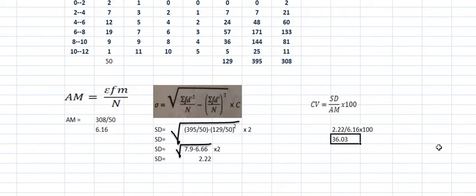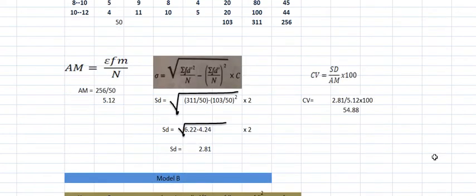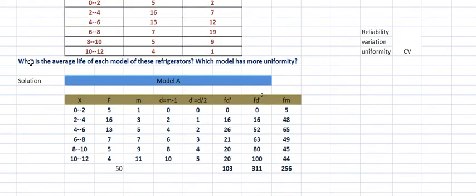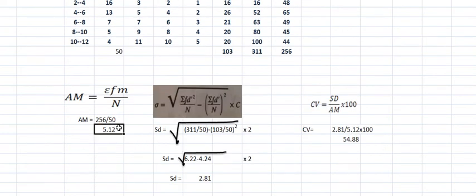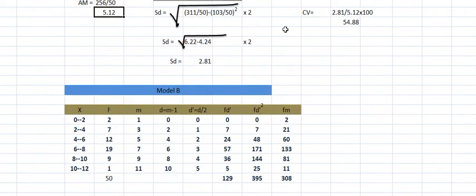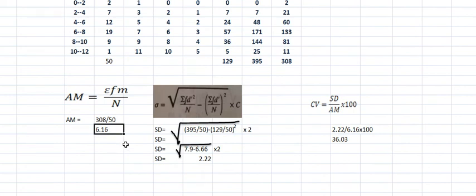Now, so we have both the answers. So what are they actually asking you? What is the average life of each model? See, the average life of the first model is 5.12 and the second model is how much? This one.